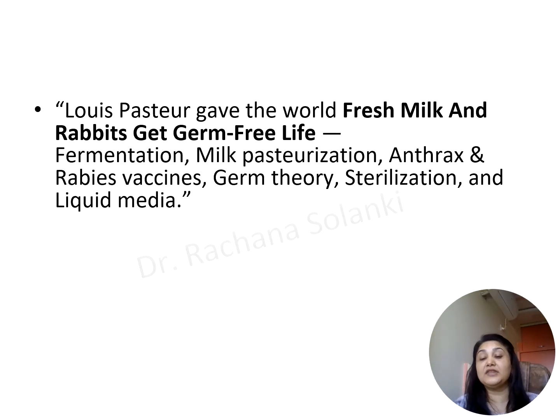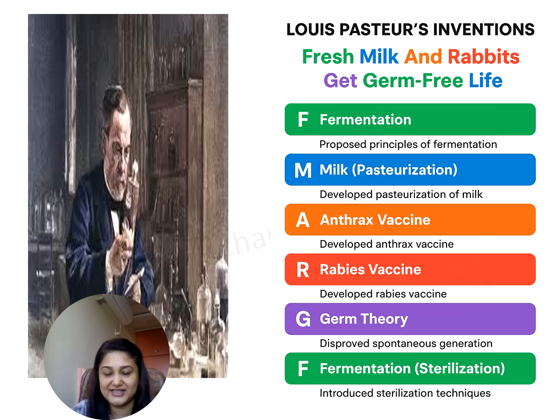Now we'll begin with individual scientists, and we'll use certain mnemonics to remember their discoveries, so it will be helpful. Now, which short notes will be asked? The first are Louis Pasteur, Robert Koch and Paul Ehrlich. We'll first discuss Louis Pasteur and how you can remember his discoveries. So remember this mnemonic: fresh milk and rabbit get germ-free life. How, we'll discuss just now.